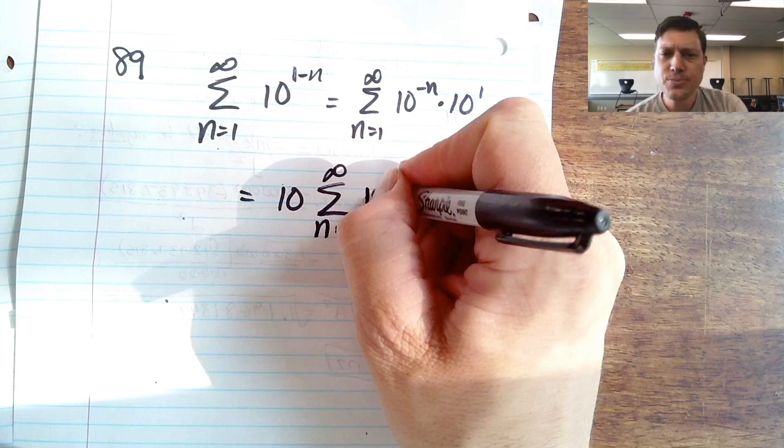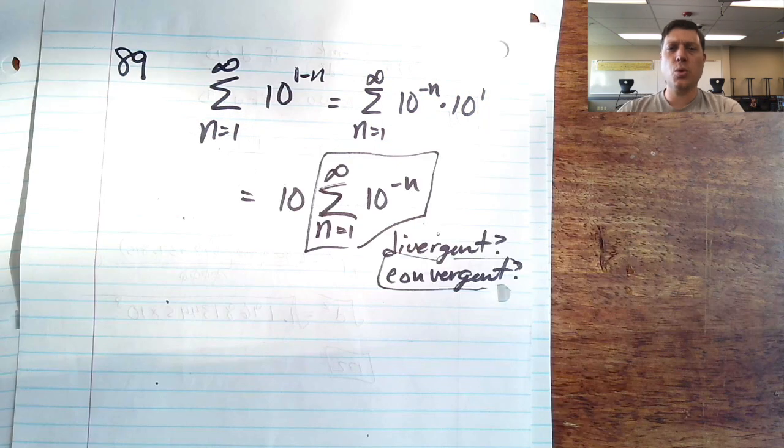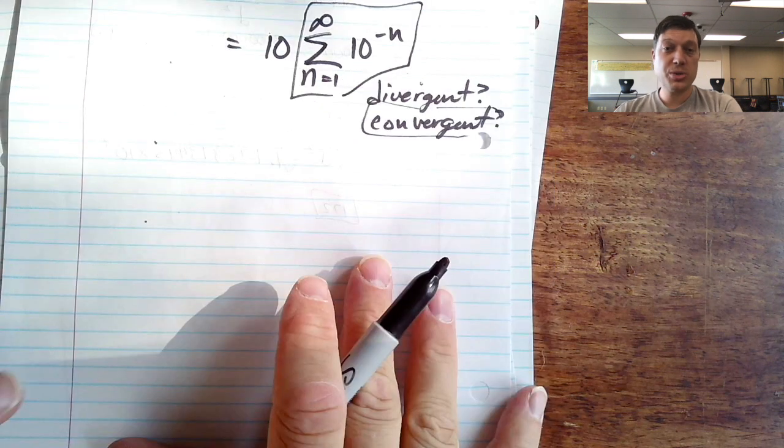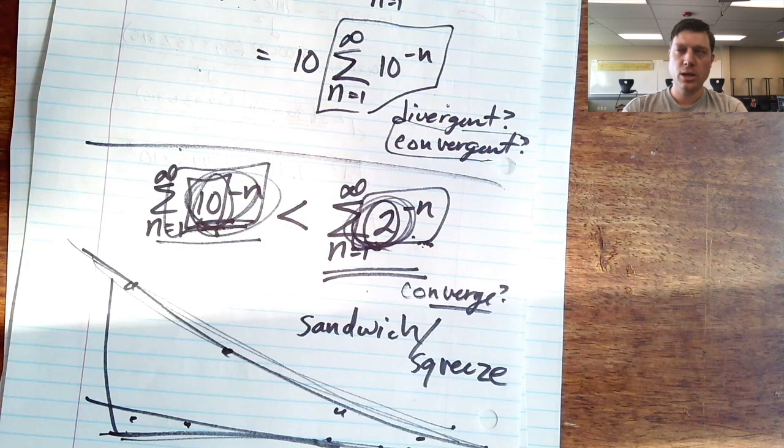Question 89 says the summation from n equals 1 to infinity of 10 to the power of 1 minus n. Well, we can do some tricks here. The video gets choppy here, so I'm sorry, just do our best to stay with it. We can break apart the exponent using exponent properties: 1 minus n means 10 times 10 to the power of negative n. That 10 is a constant at the beginning, so it gets factored out.